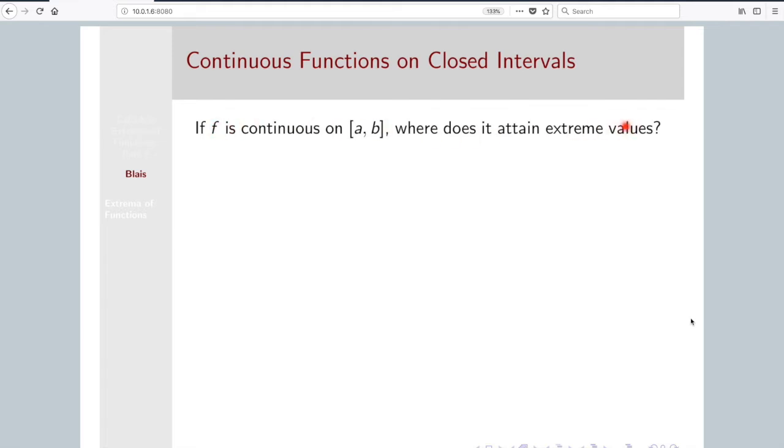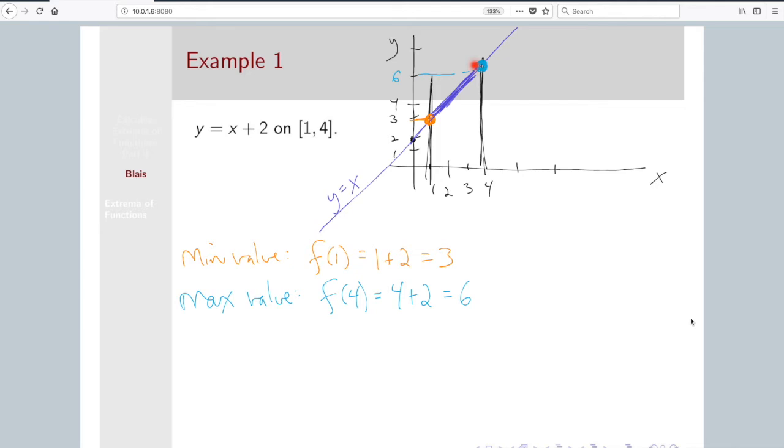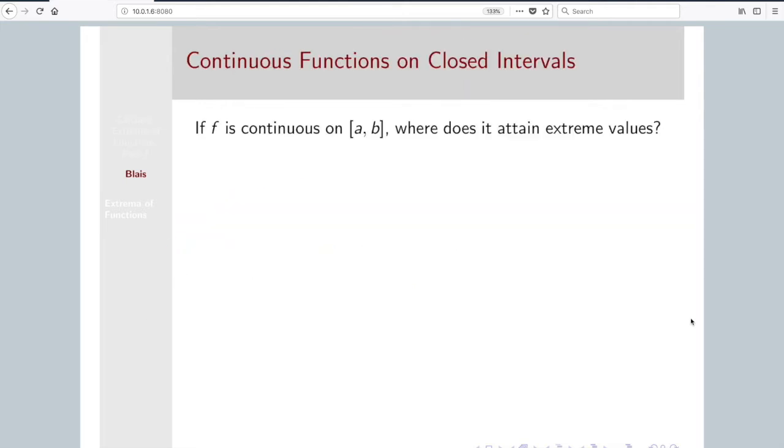Okay, well, we've now talked about this idea that if your function is continuous on [a, b], it has a minimum on [a, b], and it has a maximum on [a, b]. Where does that happen? In the first example, we saw the case of a linear function where the minimum on the closed interval happened at an endpoint and the maximum happened at an endpoint. But we can imagine things working out a little bit differently.